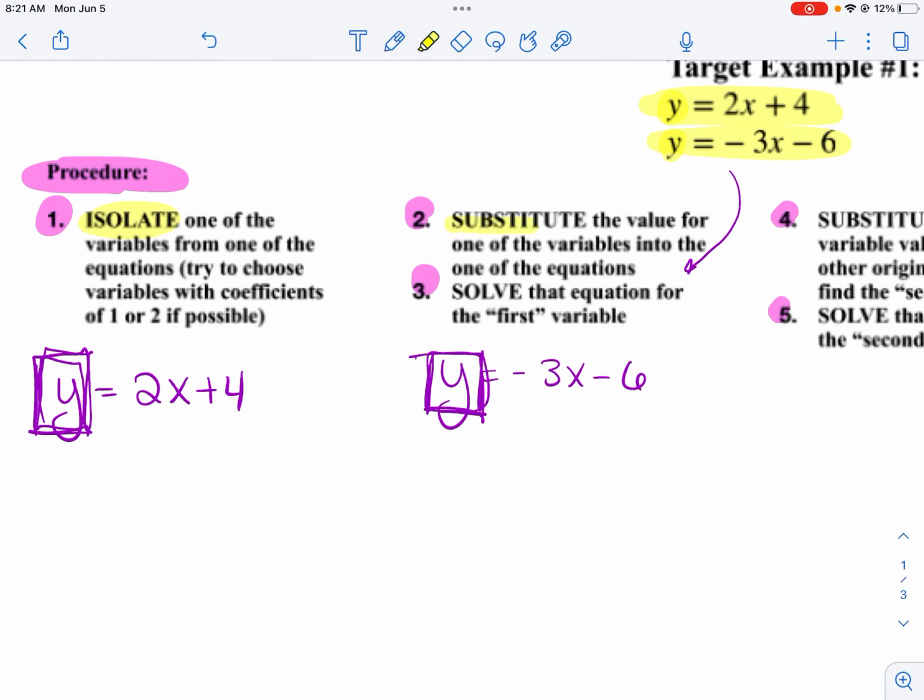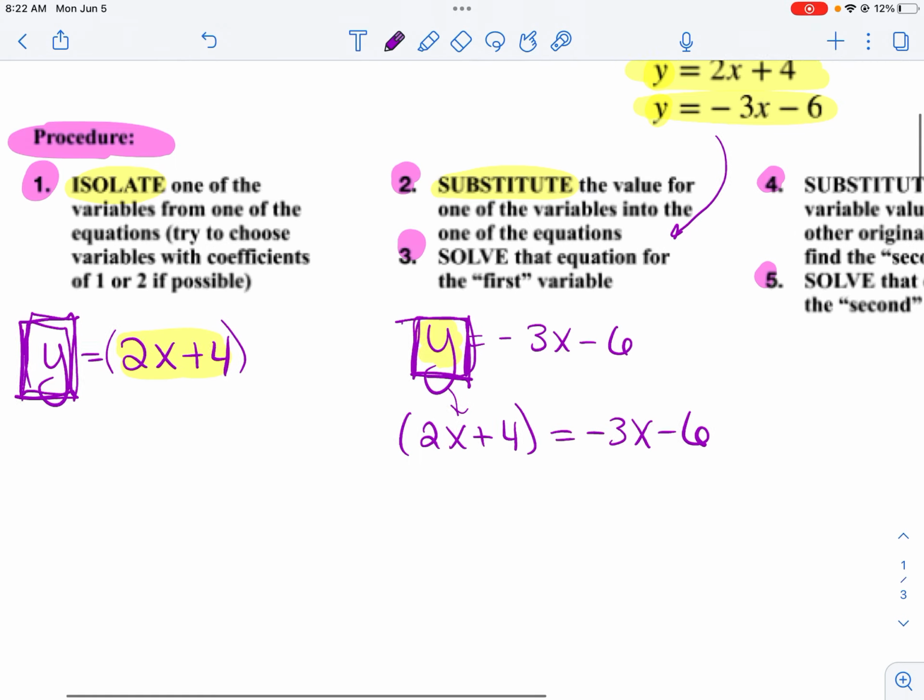So if y is boxed over here, that's what I isolated, then y is going to be boxed over here. Now your directions say to substitute the value for one of the variables into the other equation. So that means I'm going to take 2x plus 4 and I'm going to put it in the place where y is. All right, I'm going to substitute. I always usually substitute in parentheses because that's a quantity. You'll see it won't really make a difference in this problem, but it's a good idea to do that, okay? So now, because y was equal to 2x plus 4, I can put that in place of where y was, and my equation is now 2x plus 4 equals negative 3x minus 6. I've combined the two equations.